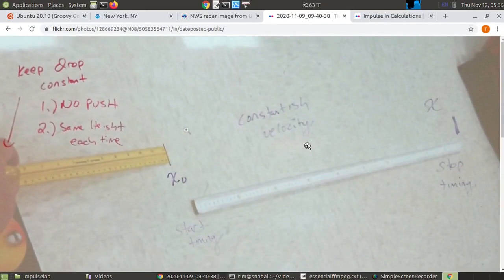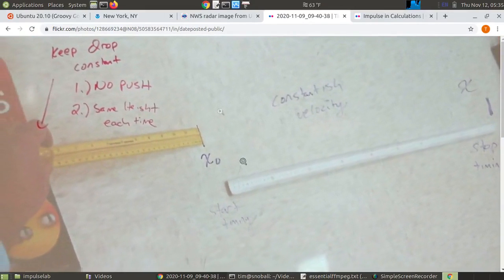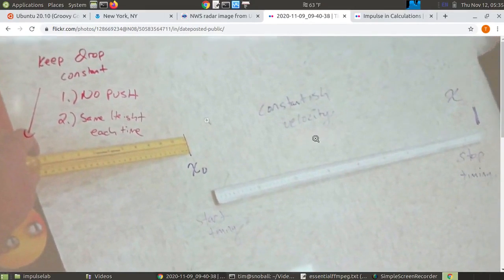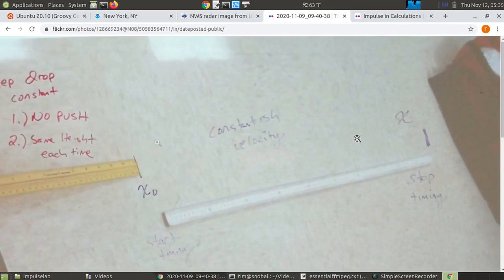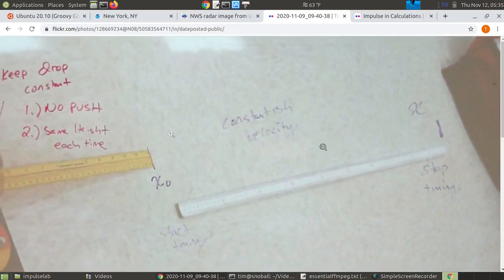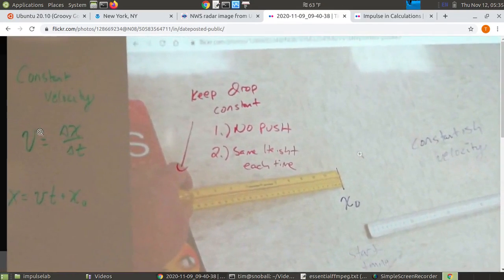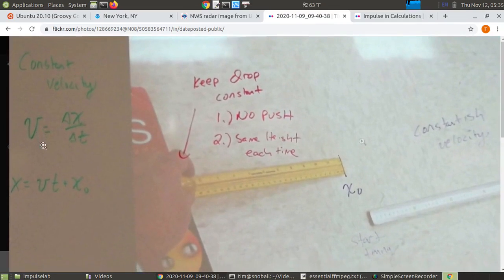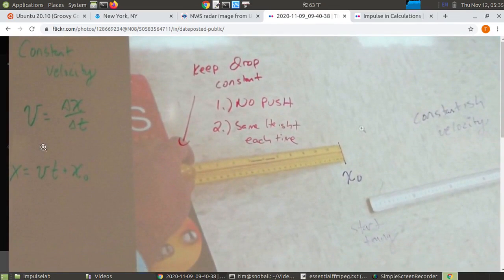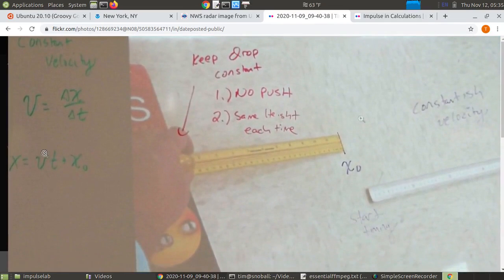So as long as we have a constant-ish velocity, and we time from the beginning of the meter stick at position x0 to the end of the meter stick position x, we should be able to calculate what that velocity is. We can use our constant velocity model, and either of these two equations will work fine. I kind of prefer the bottom one.